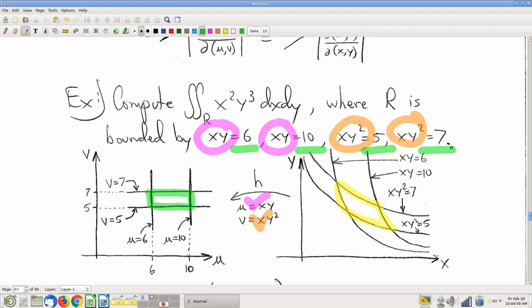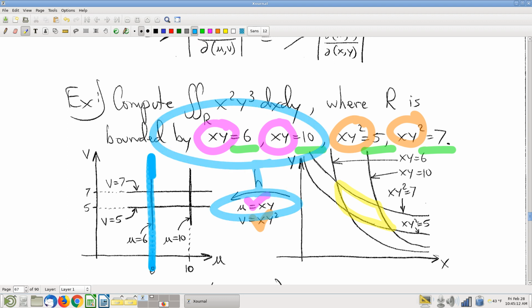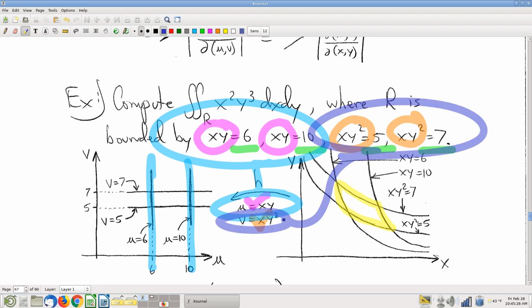So I've got functions of x and y equaling constants, notice that that means, for example, that I have u equals constants, and u equals constants are lines. I like lines, right? And then likewise, looking at these over here, if I'm setting xy squared equal to constants, then I am setting, therefore, v equal to constants. And therefore, again, lines. Right?